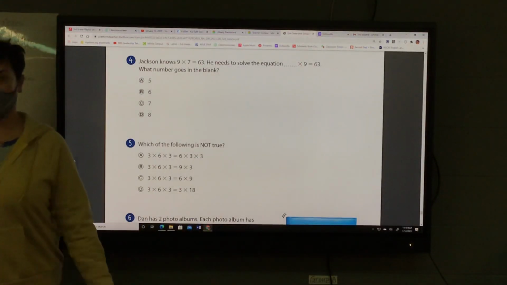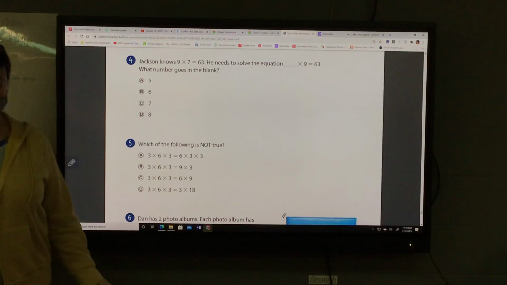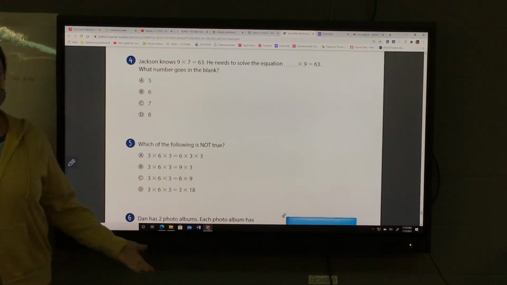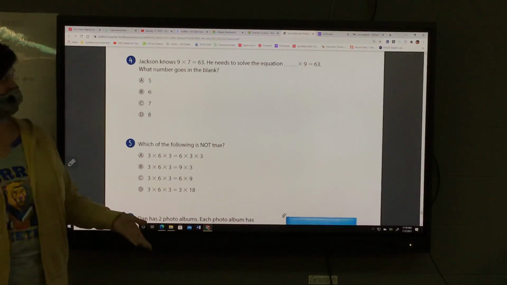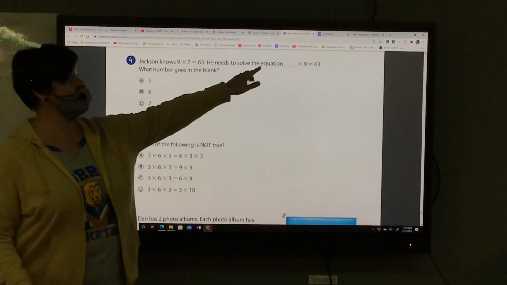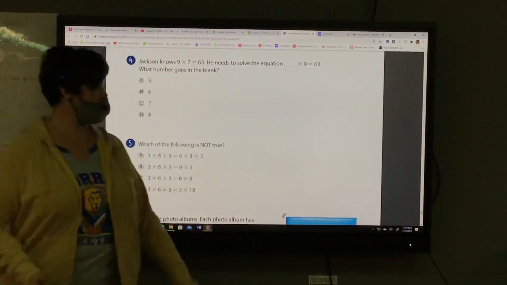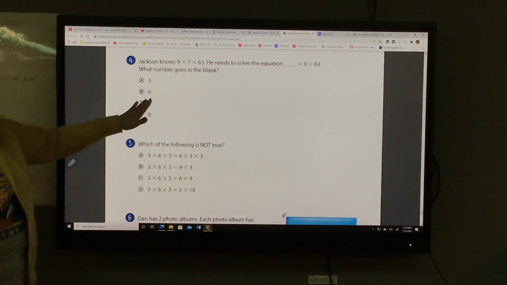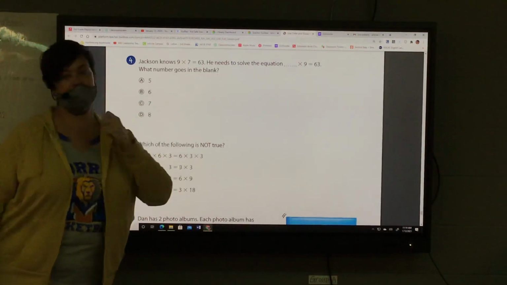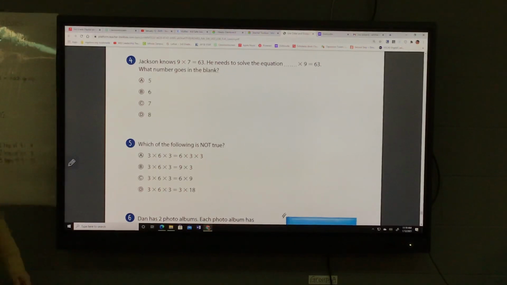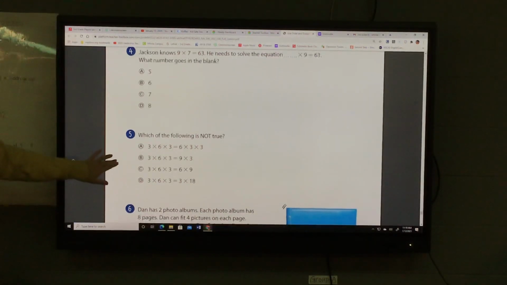Jackson knows that 9 times 7 equals 63. That is a correct multiplication fact. He needs to solve the equation blank times 9 equals 63. What number goes in the blank? Color it in. Is this going to be graded?